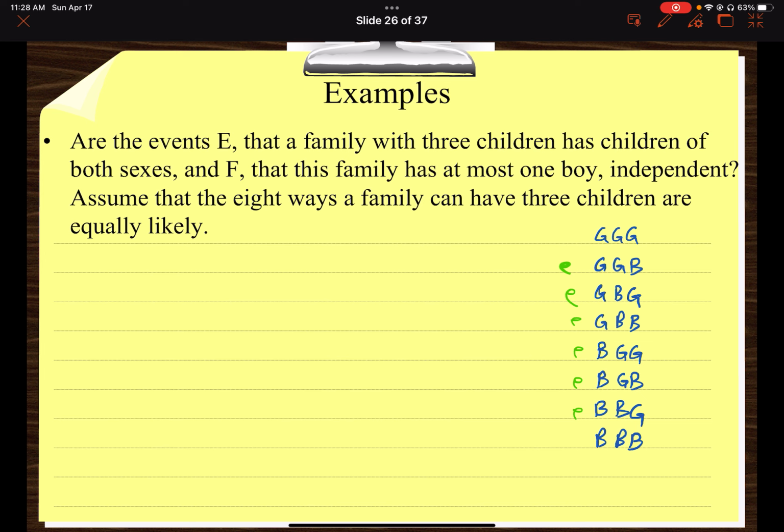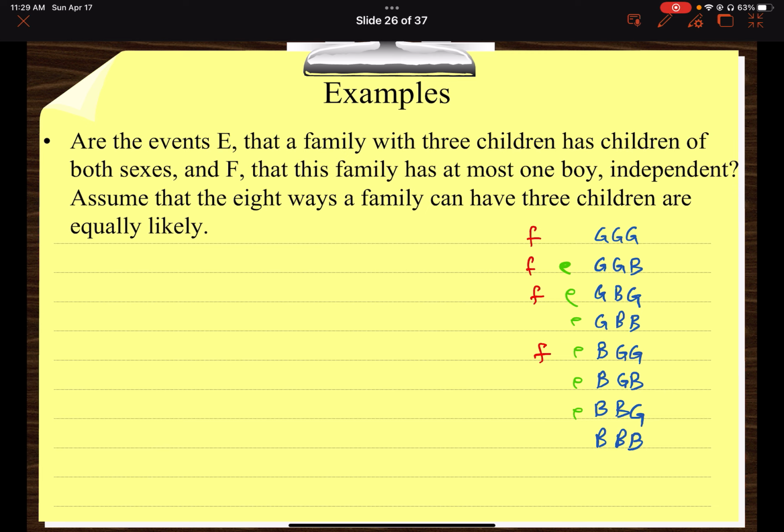And what is F? F: the family has at most 1 boy. Which one has at most 1 boy? First, second, third, and fifth. That's it, right? First, second, third, and fifth.